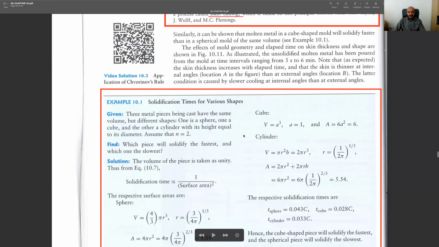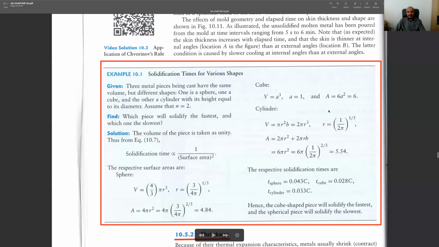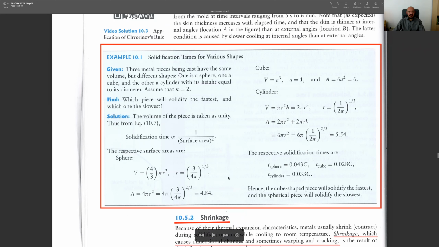And we have a nice example about this issue. Please make sure that you have gone through this example. It's a nice example showing you the difference in terms of different shapes, even though they have the same volume. You see, they are trying to cast 3 different products. One is a sphere, one is a cylinder, one is a cube, and they all have the same volume. But obviously, their surface areas are different. So you see which one solidifies in a shorter time. The cube, as you see, is the best one in terms of solidification time. So in a shorter time, you can obtain this cube.